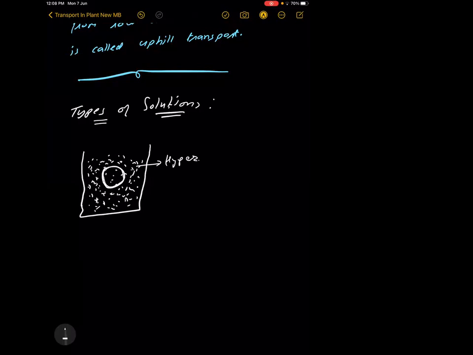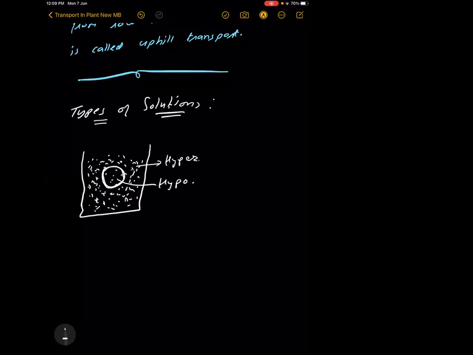Okay. So this solution is hypo, as compared to the outer solution. You are comparing these two solutions now. So the outer solution, as compared to the cell sap or the solution present in the cell, is hypertonic. And the inner solution, the cell sap, is hypotonic as compared to the outer solution. So if the solution is highly concentrated, it is hypertonic.